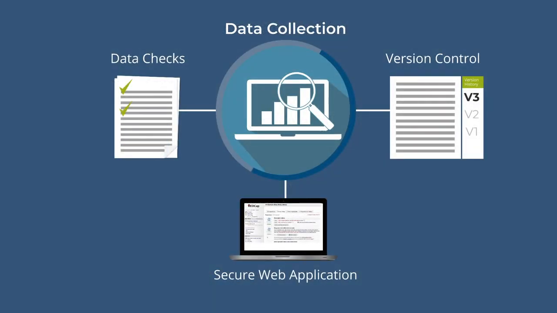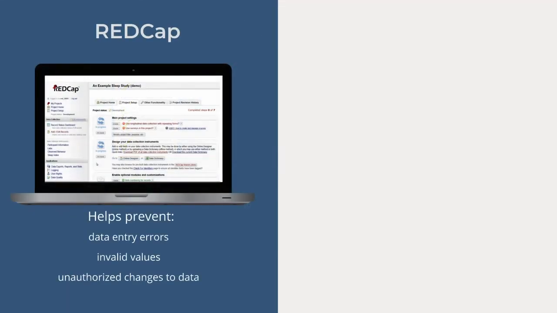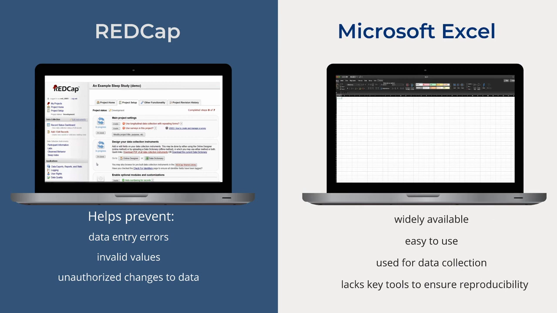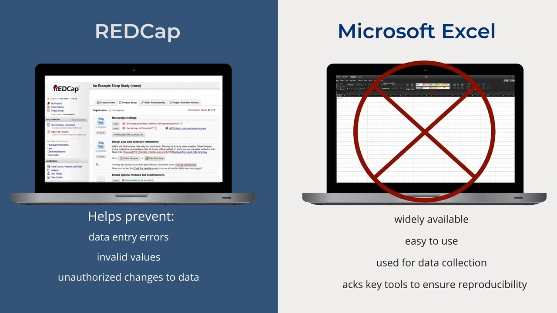Regardless of whether primary or secondary data collection is used, the data should be collected using well-established data collection systems that incorporate data checks and version control, such as REDCap, a secure web application for building and managing online surveys and databases. Systems like REDCap can prevent data entry errors, invalid values, and unauthorized changes to the data. Spreadsheet programs like Microsoft Excel, which are widely available and easy to use, are often used for data collection but lack many of the key tools necessary to ensure that the data are reproducible.